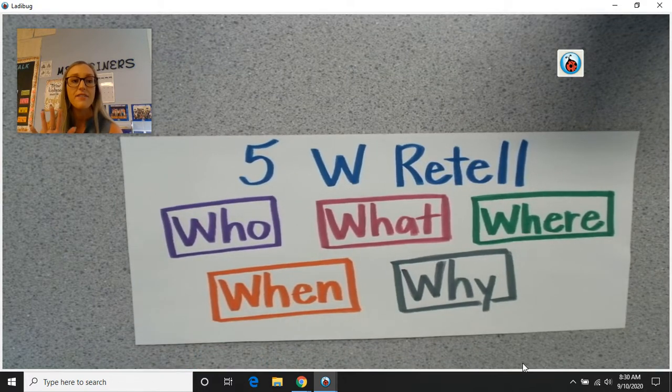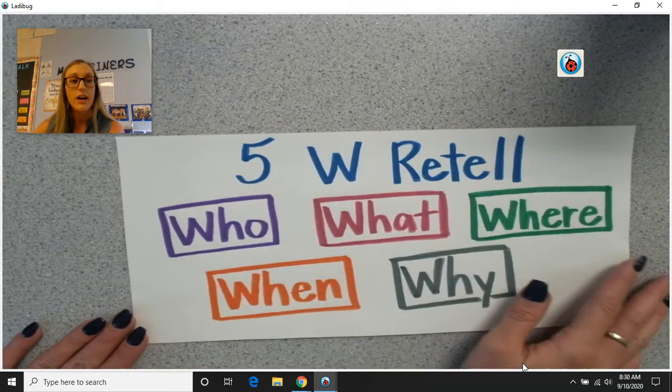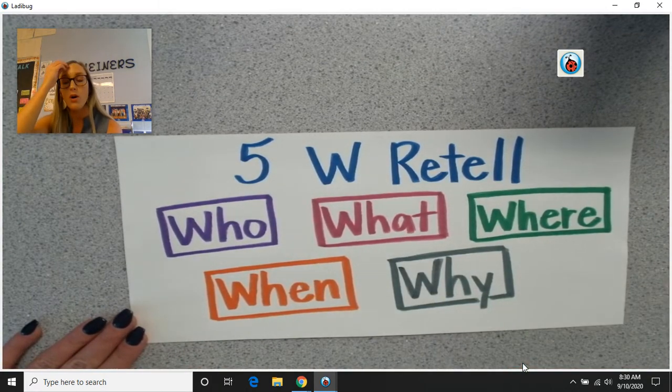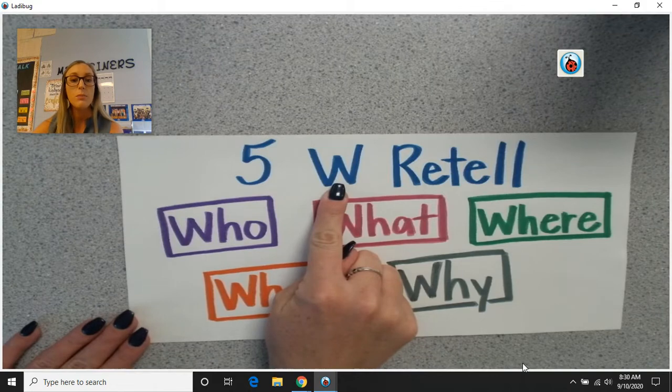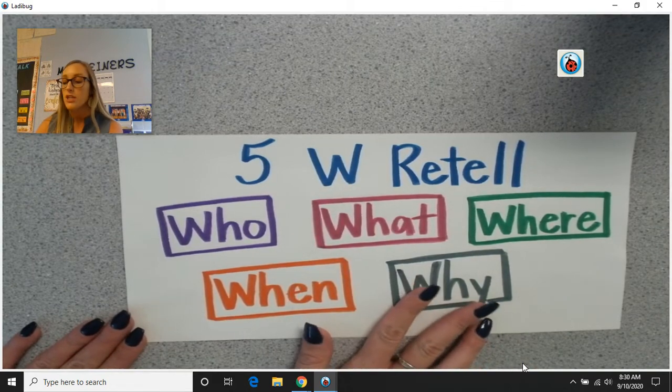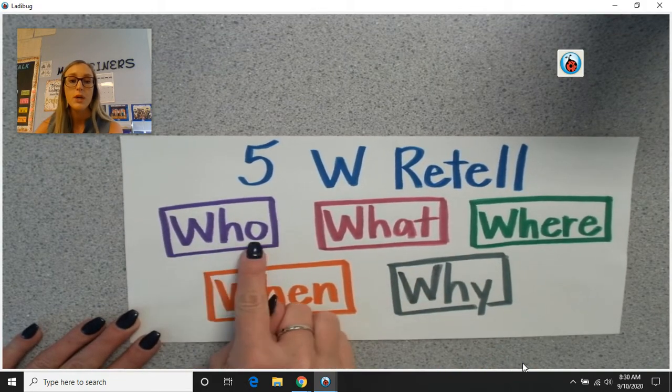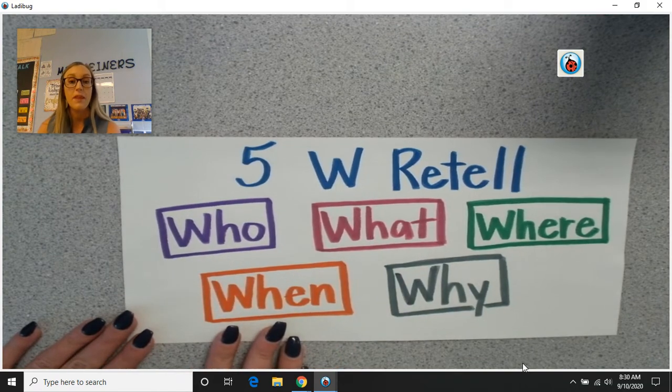with our 5W retell. So remember, our 5W retell helps us to know what we're reading and to understand and remember what we've read. So our 5Ws help us to retell a story. So our first W is who. And when we talk about who, we talk about the characters in the story. Who is in the story?